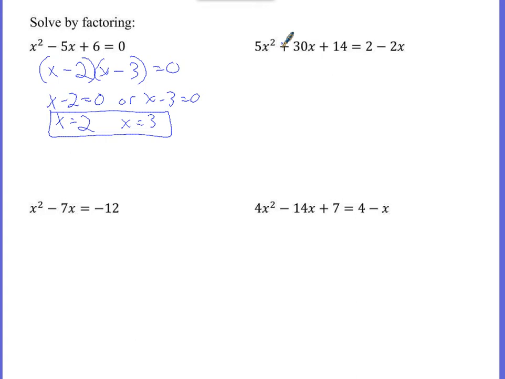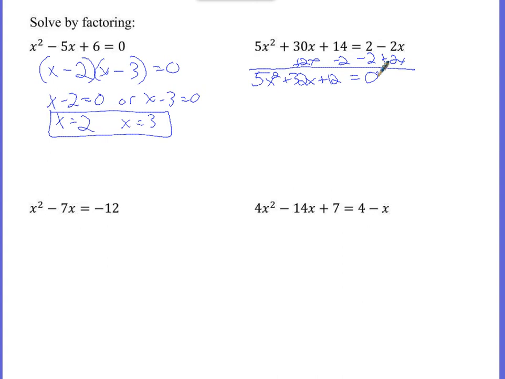So I'm going to do what? I need to add 2x to both sides. And at the same time, I'm going to subtract 2 from both sides. That gives me... okay. So I want to solve by factoring, it says. So what do I need to do? GCF, but there isn't one.